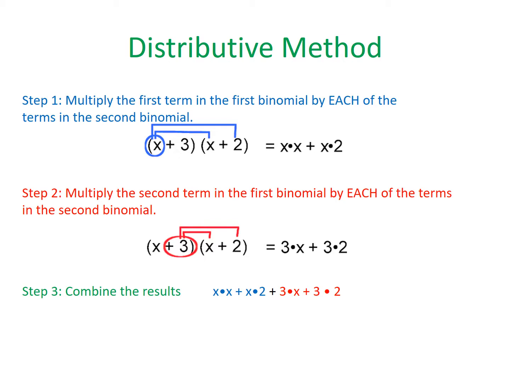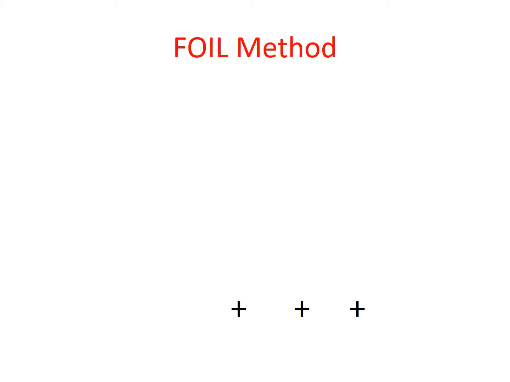So we are going to be multiplying that 3 by both the x and the 2 in that second binomial. Our final step is to combine those results, so you have everything in blue from the first step, everything in red from the second step, and we need to multiply out and then combine terms that are alike. So our final answer here is going to be x squared plus 5x plus 6.